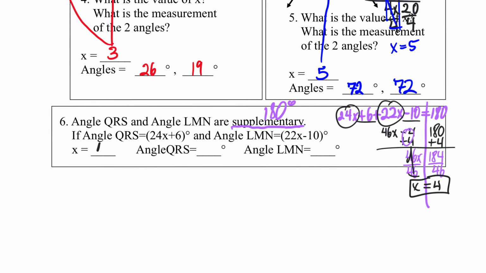So what I'm going to do now is take that 4 and plug it in. So 24 times 4 is 96 plus 6. I'm going to take that 4 and plug it in right here. What's 22 times 4? 88. And 88 minus 10 is 78.